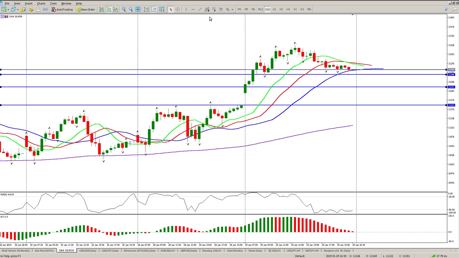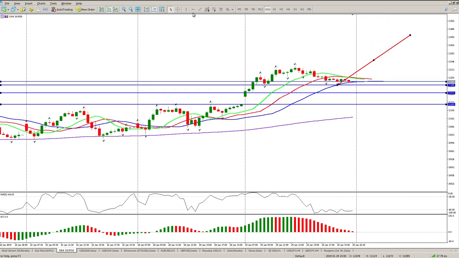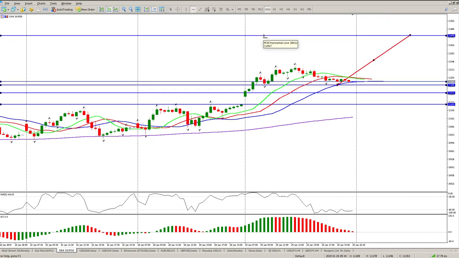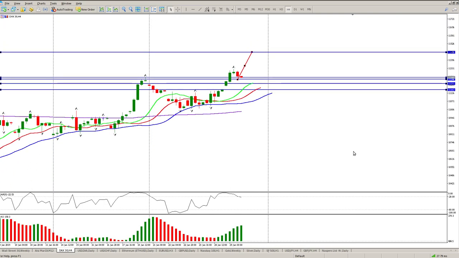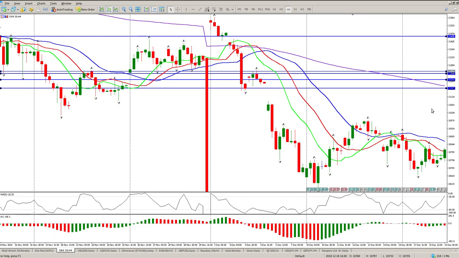And I'll just take it from here rather than be conservative. And that would be my measured move. Something like that, and up to there. And let's just get that there. Okay, which basically closes that top gap.